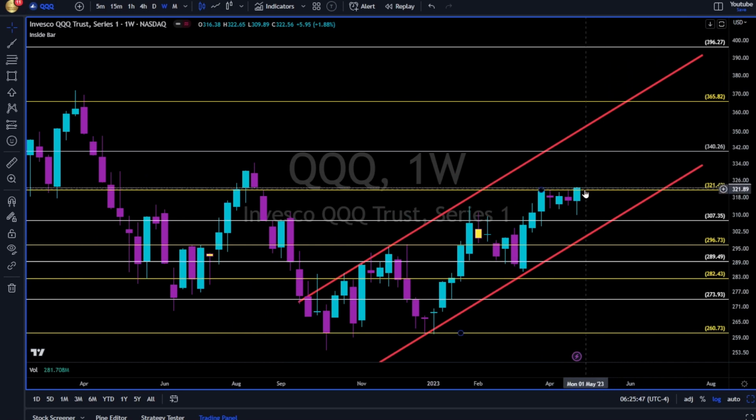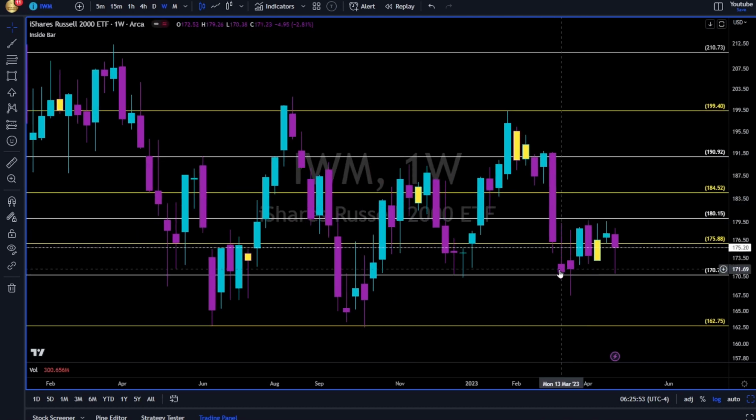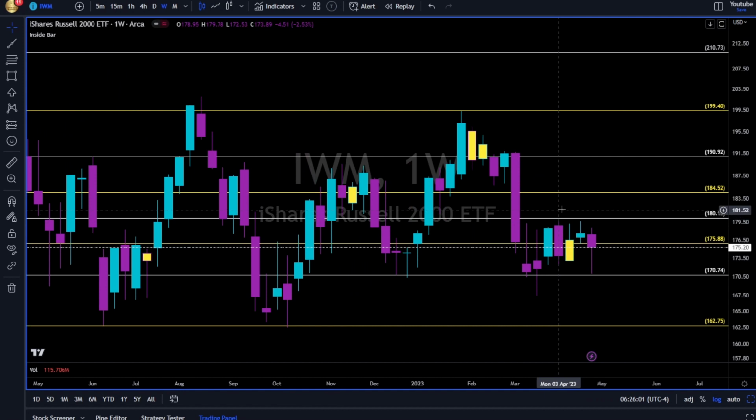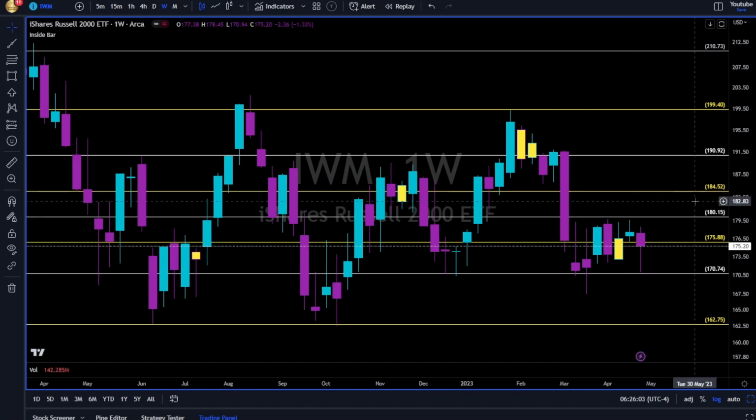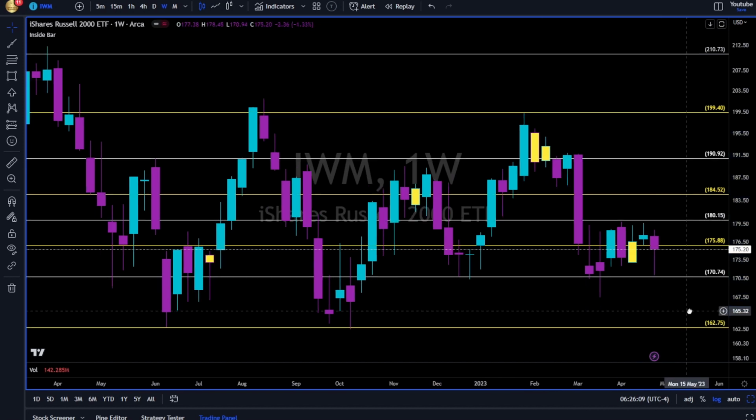Candlestick analysis and the relationship with trend lines and Fibonacci levels. IWM: 170 to the downside, 180 to the upside since middle of March. So for now, nothing special on the IWM. Long above 181, short below 170.